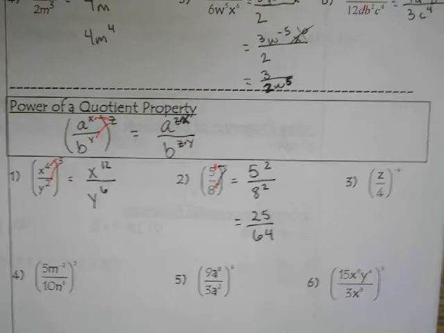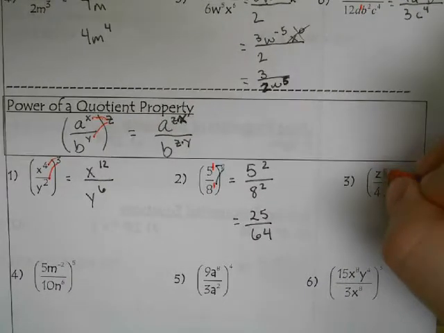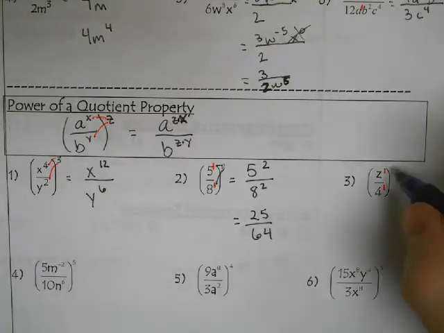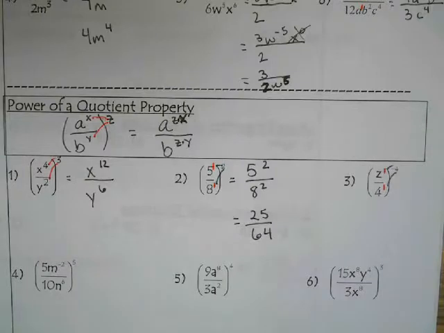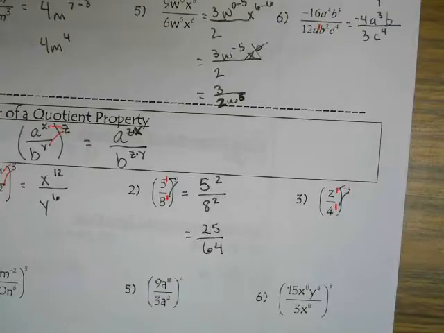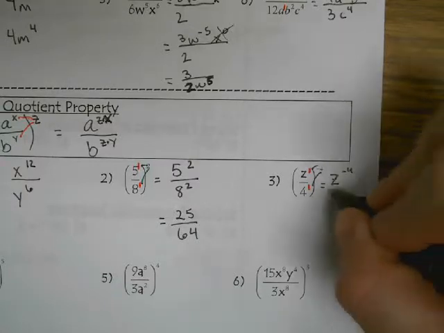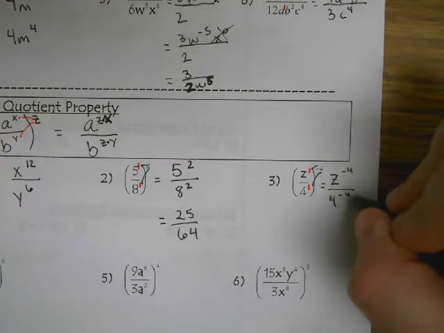Number 3, it's helpful to write in our hidden 1s. And then we'll do our distributing. Negative 4 goes to each 1. So we end up with z to the negative 4th over 4 to the negative 4th.